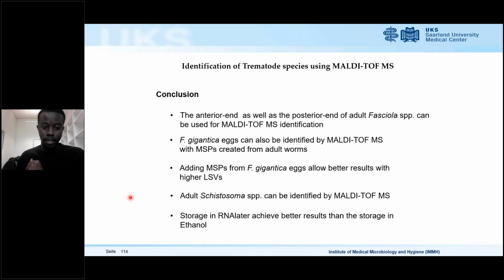So in conclusion, we can say that the anterior part as well as the posterior part of the adult worm can be used for MALDI identification, and that Fasciola gigantica eggs can also be identified with MSPs created from adult worms. Adding new MSPs from the eggs allowed better results with higher log score values. For Schistosoma, the adult worm can be identified by MALDI-TOF, and the storage solution RNAlater achieved better results than the storage in ethanol.